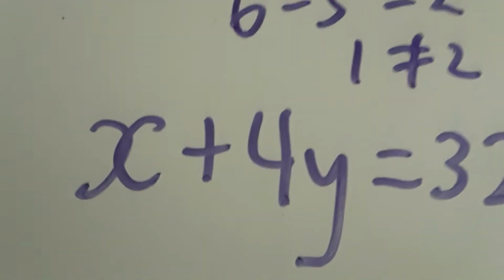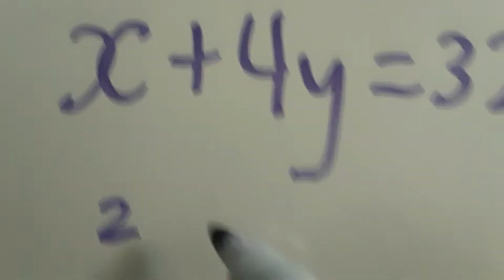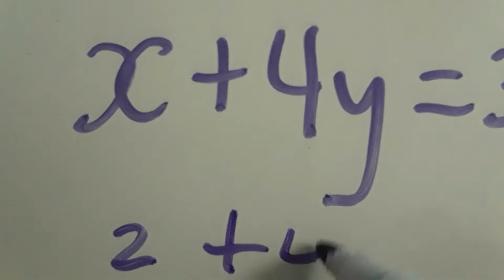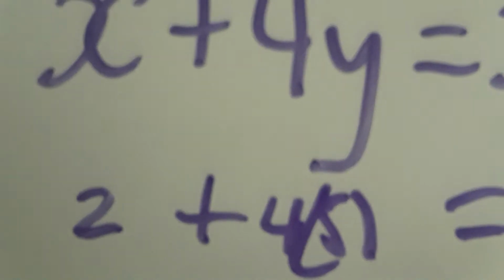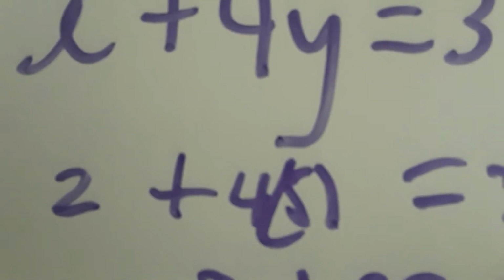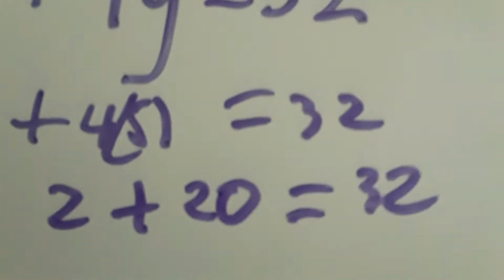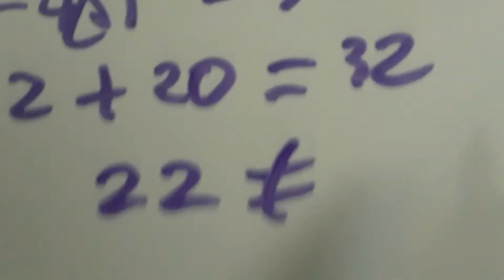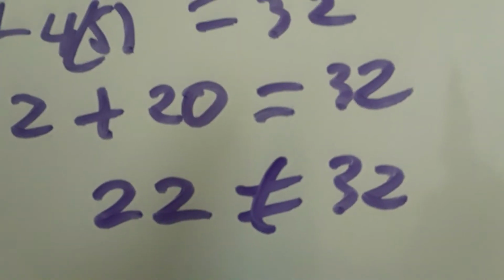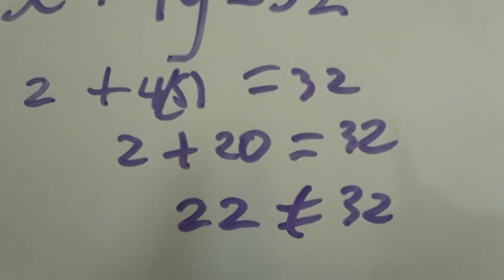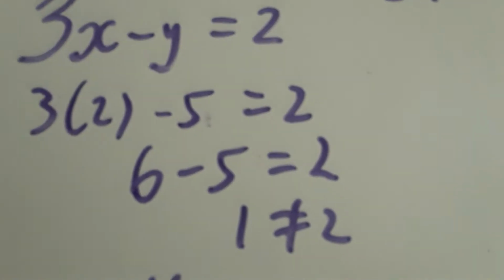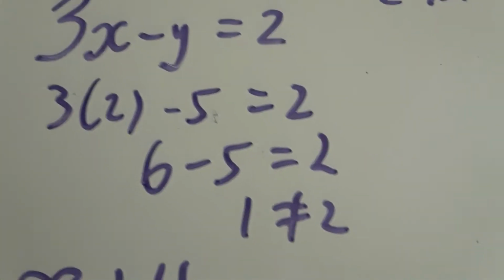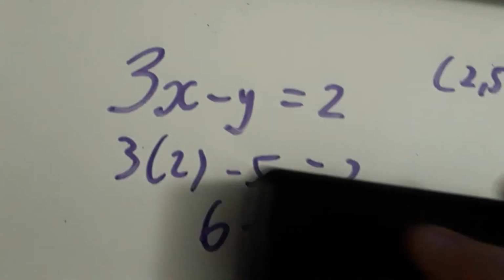You could put it down here as well if you wanted, and you'd have 2 plus 4 times 5 equals 32, and of course you end up with 2 plus 20 equals 32, and of course 22 does not equal 32. Okay, so with the bottom one here, by putting 2 and 5 into the equation, and up here with the top one putting 2 and 5, we've shown that that is not the solution to the system of linear equations.